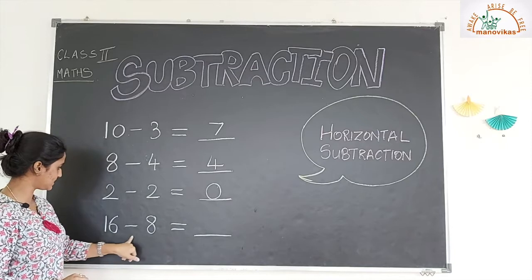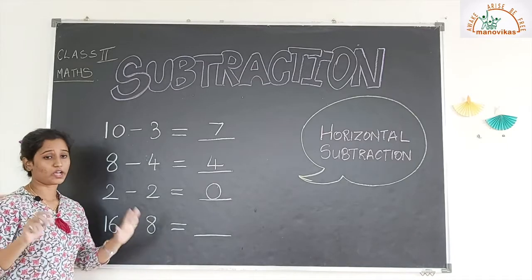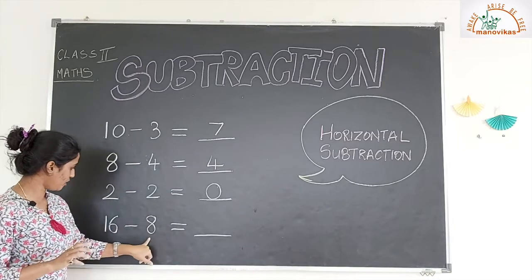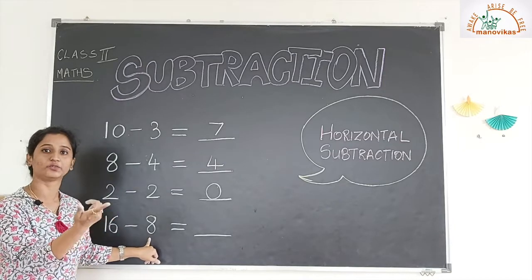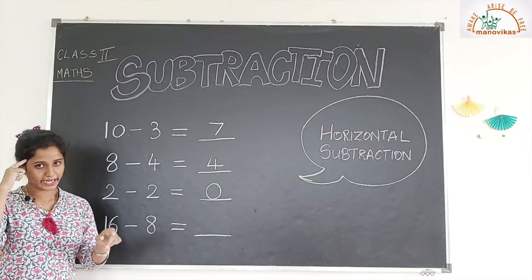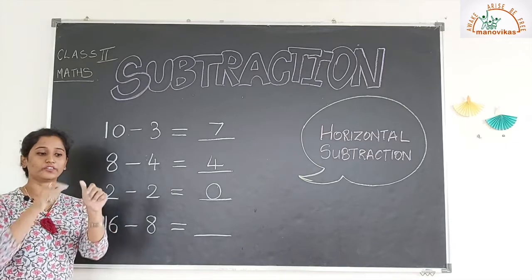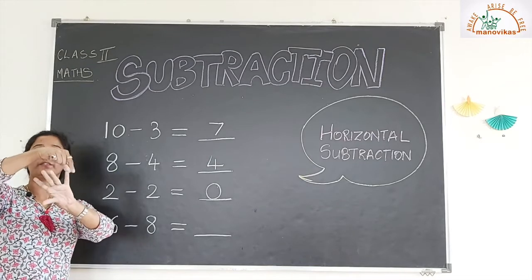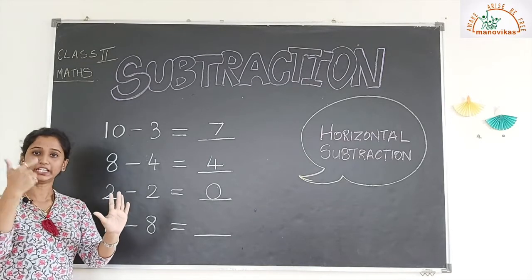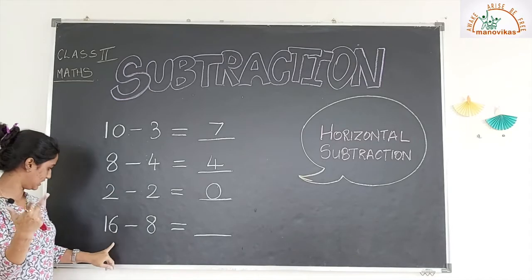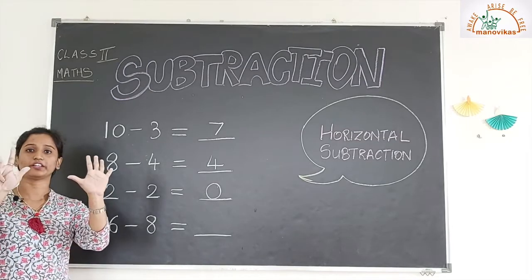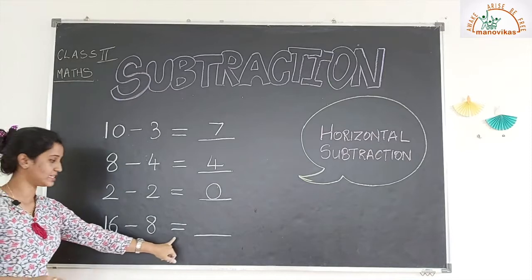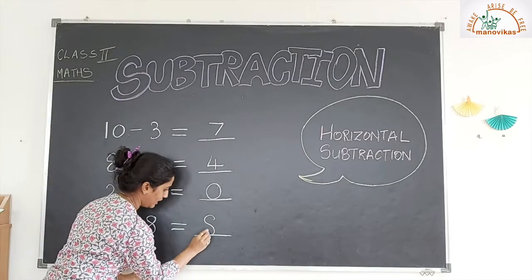Next we have 16 minus 8. Now I cannot hold 16 fingers all together. Correct? From 8 we can count forward till you get number 16. So 8, keep in your mind, count forward 9, 10, 11, 12, 13, 14, 15, 16. So we have got here 8 fingers. So 16 minus 8 is equal to 8.